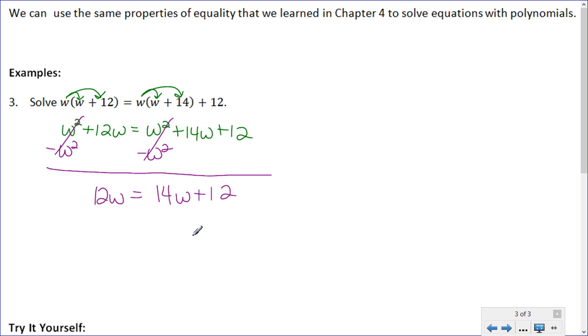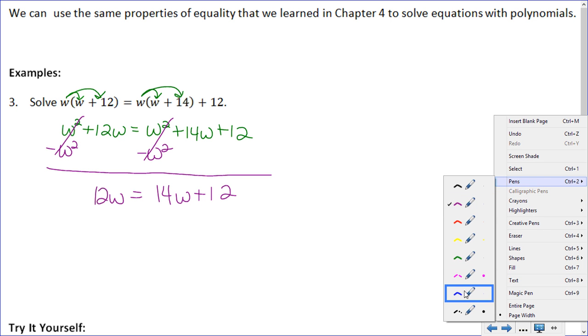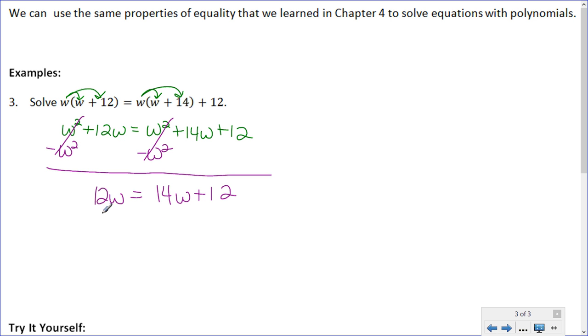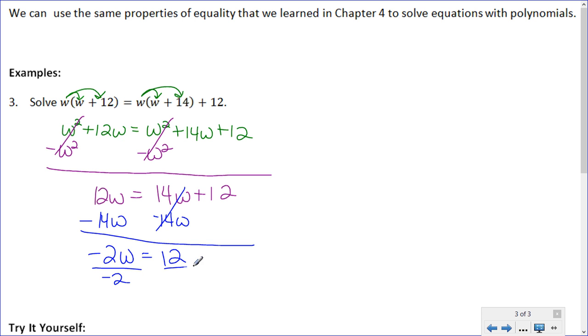So now I want all the terms with a w in them on one side of the equation and the number without a w on the other side. So since this is the only number without a w, let's leave this over here by itself by subtracting 14w. And 12 minus 14 is negative 2. So this is negative 2w equals, bring down the 12. And now the last step is divide by negative 2. So we get w equals negative 6.